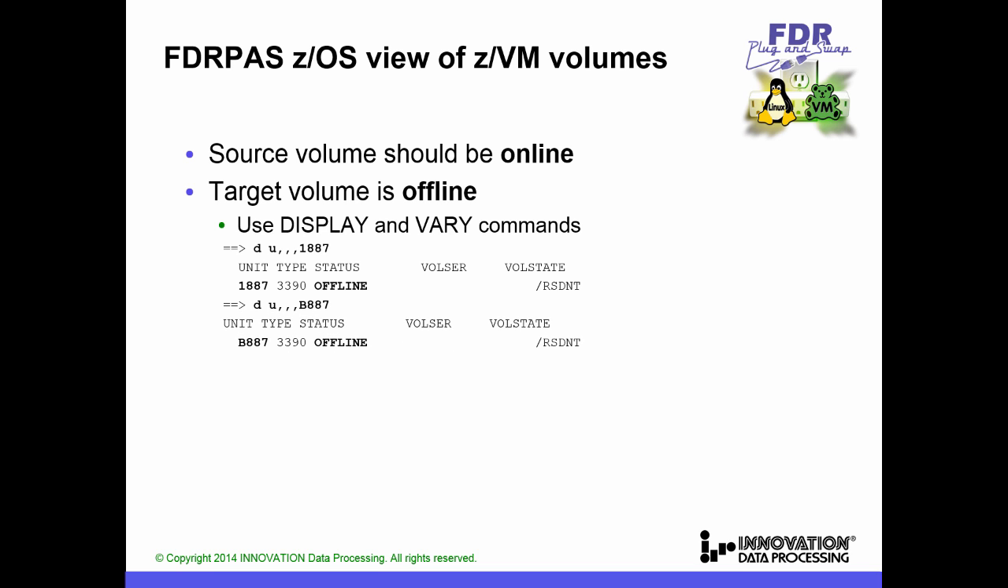But anyway, we're showing that both the source and the target are offline, so you have to vary the target online, and the command is vary, but the order is different, right? On VM, online or offline is first, and then the target RDEVs are at the end. On z/OS, the UCBs are on the front, and you use a comma, not a space, right? So it's like a different language, but it works.